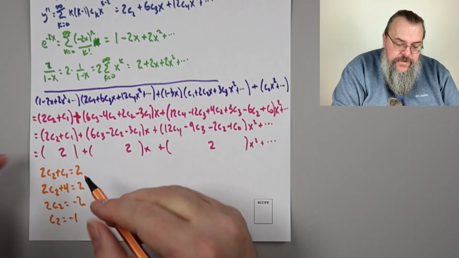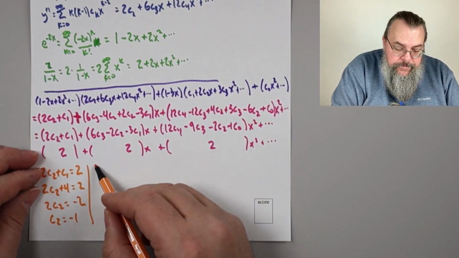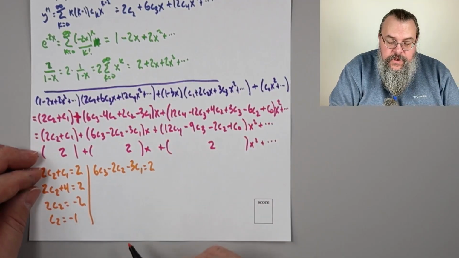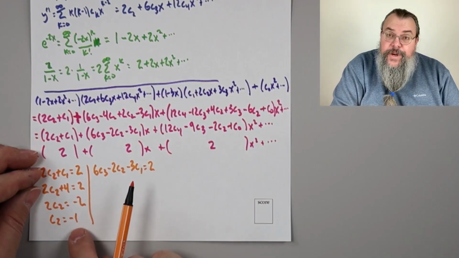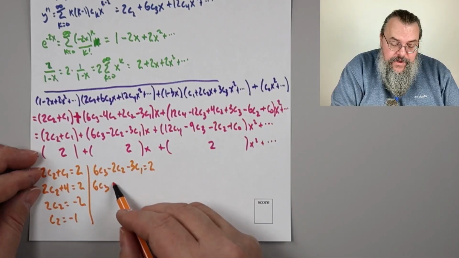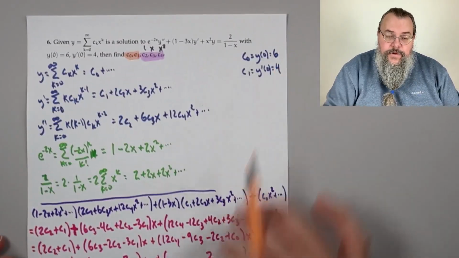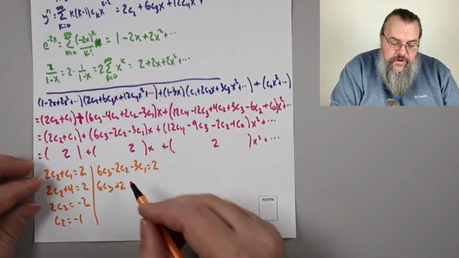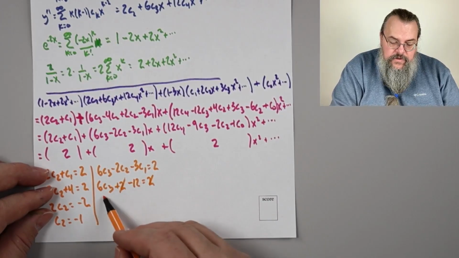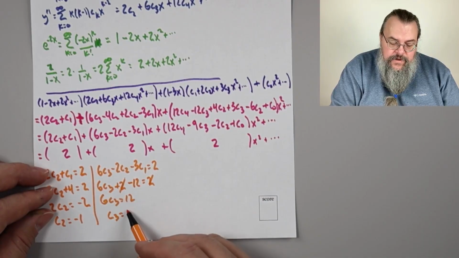All right. Well, now on to the next term. We have 6c3 minus 2c2 minus 3c1 equals 2. But we found c2. That's minus 1. So that's 6c3 minus 2 times minus 1 makes a plus 2, then minus 3c1, and again, we know c1 is 4, so we have minus 12 equals 2. Well, the 2's cancel, so 6c3 needs to equal 12, so c3 is 12 over 6, which is 2.